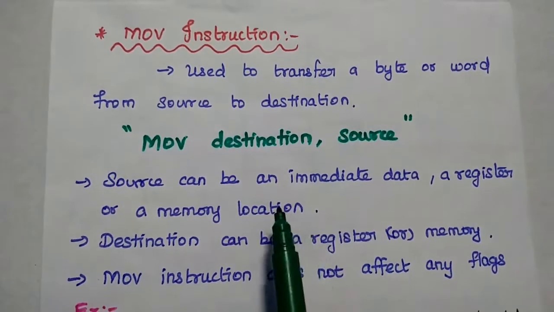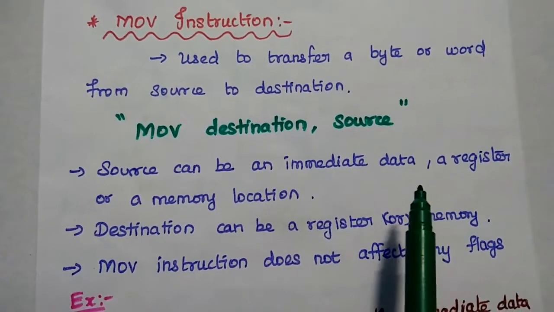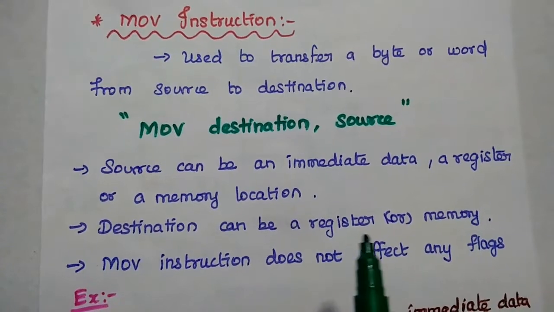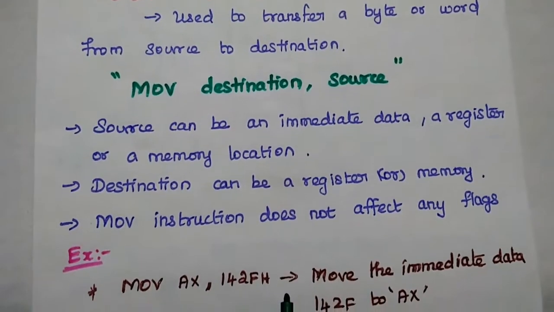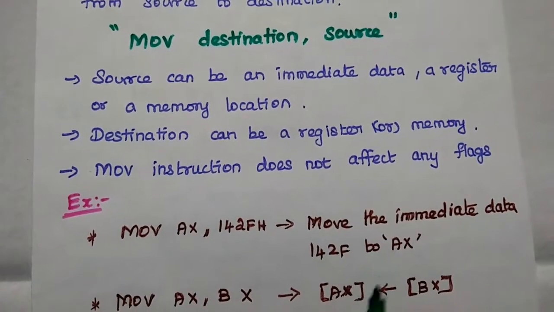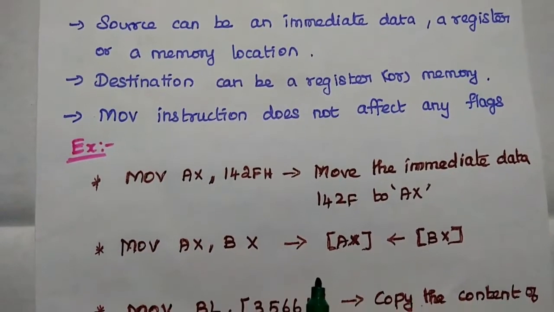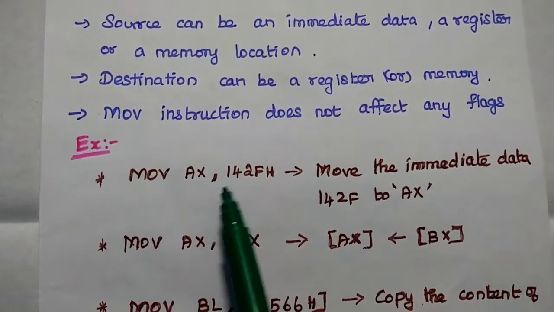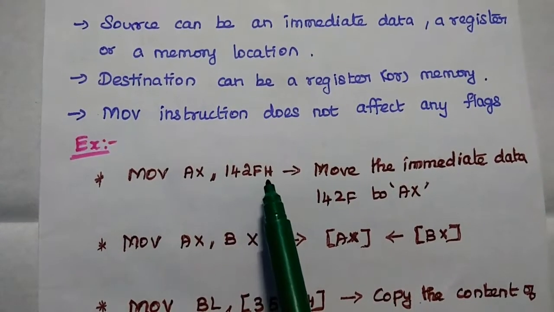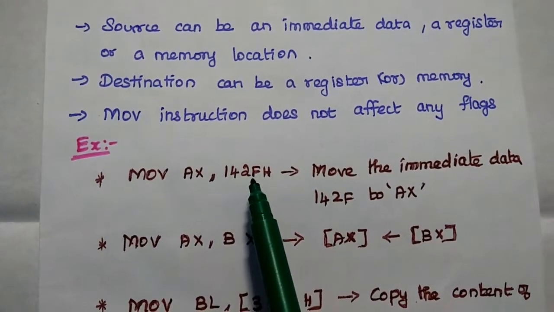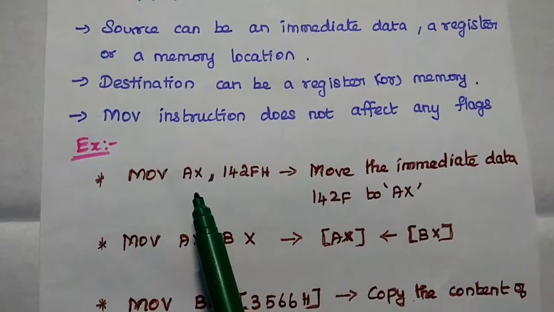Here the source can be an immediate data, register or a memory location. The destination can be a register or memory location. Here this move instruction does not affect any flags. Okay. Example for this move instruction is here. So here move AX, 142F. That means immediate data. We are going to transfer this immediate data to this accumulator.